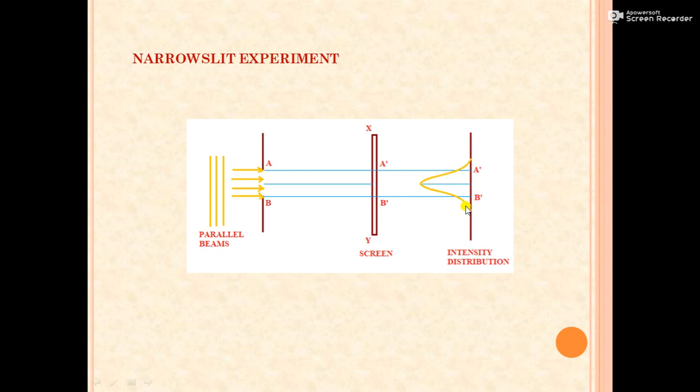So it is seen that the light bends around the edges of the slit. That means the light bends around the edges and comes to the geometrical shadow region. So we say that light bends around the edges of the slit and penetrates into the region of geometrical shadow. This phenomenon of light is termed diffraction.